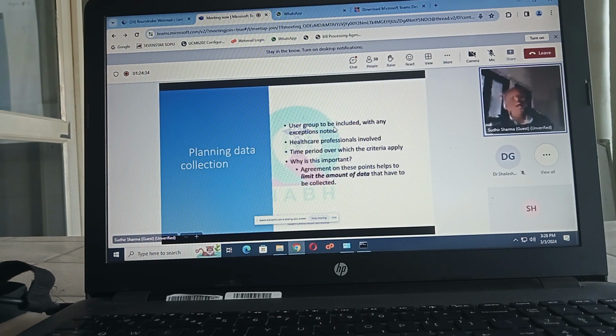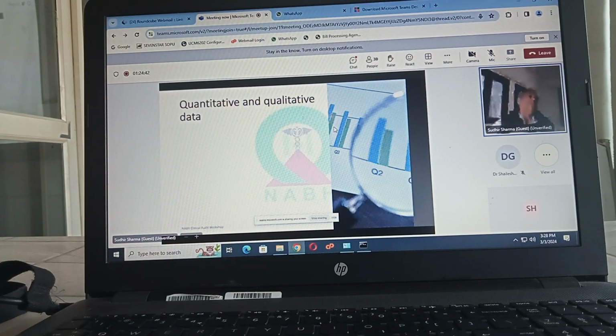The whole idea is we need to limit the amount of data so that we are able to arrive at a conclusion. So, coming to data, there are two types of data: qualitative data and quantitative data.